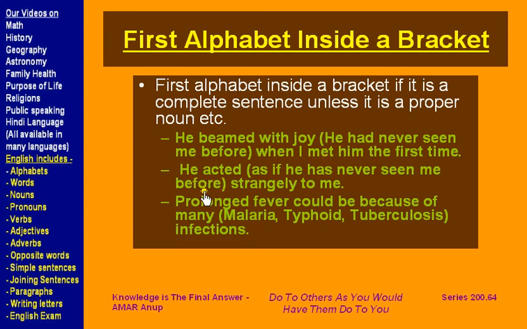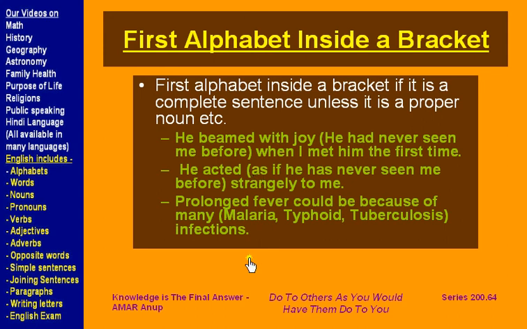Next sentence. He acted as if he has never seen me before, bracket closed, strangely to me. If you don't use what is written in the bracket, he acted strangely to me, is okay. But the sentence in the bracket is not a complete sentence. It's as if he has never seen me before, is not a complete sentence. So it is not capitalized.